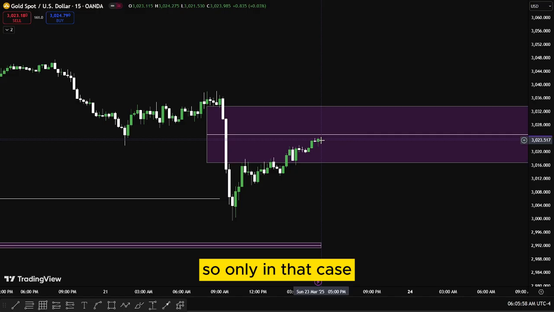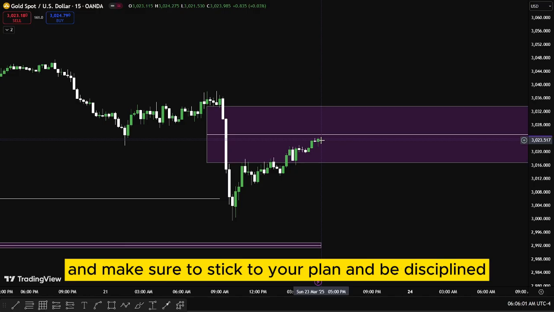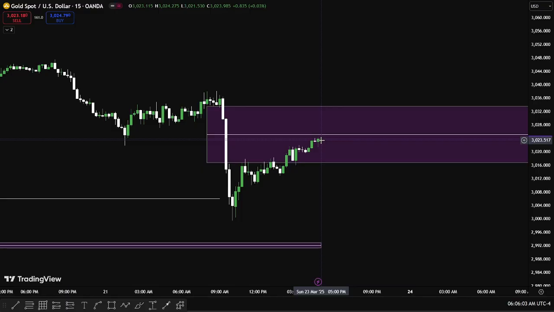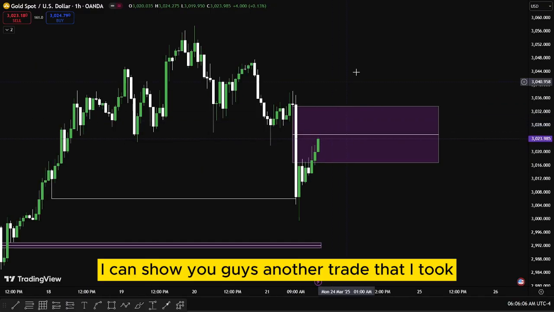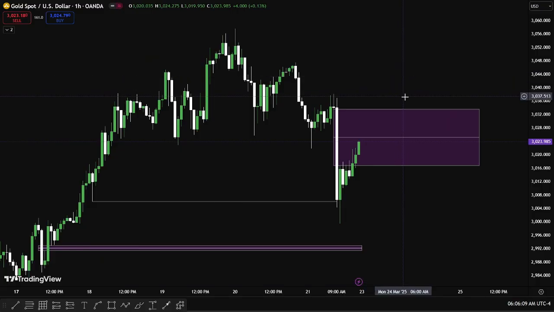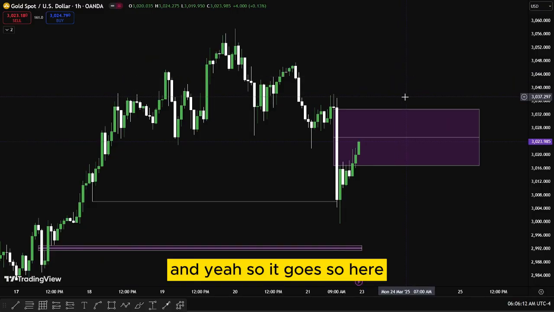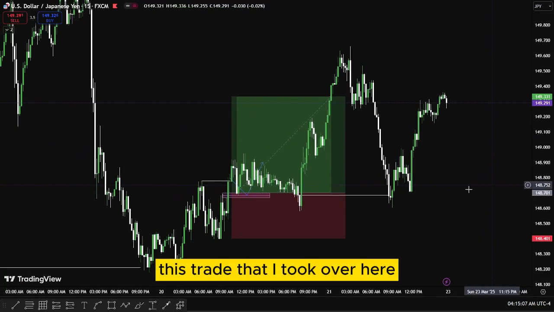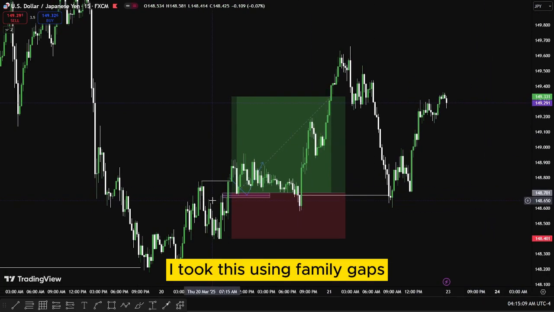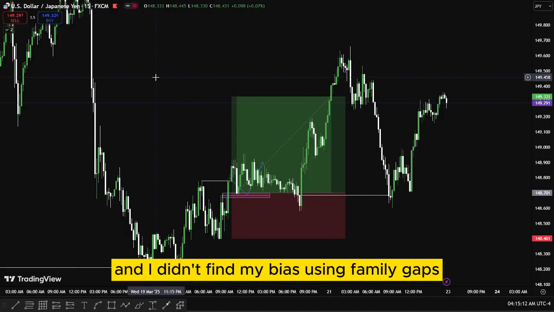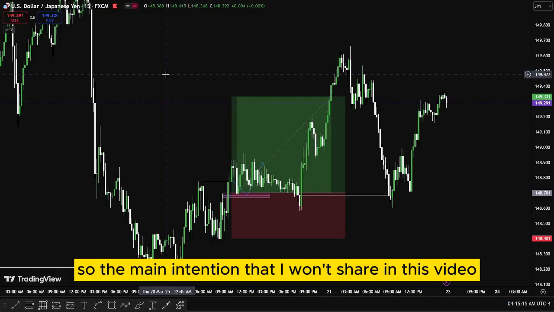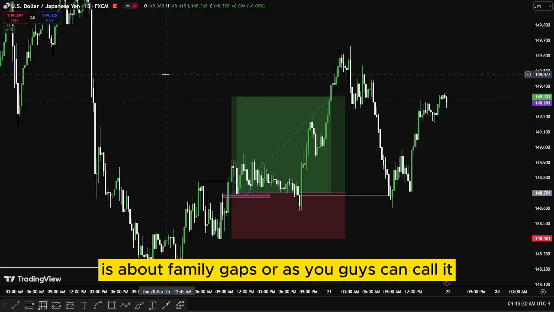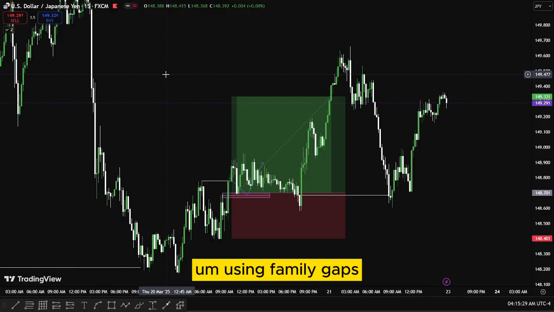Only in that case can you guys make money in this market, and make sure to stick to your plan and be disciplined. So I can show you guys another trade that I took using this fair value gap theory. Here, this trade that I took over here, I took this using fair value gaps, and I identified my bias using fair value gaps. The main lesson that I want to share in this video is about fair value gaps, or as you guys can call them, FVGs, how you use those things, and how you identify the bias using fair value gaps.